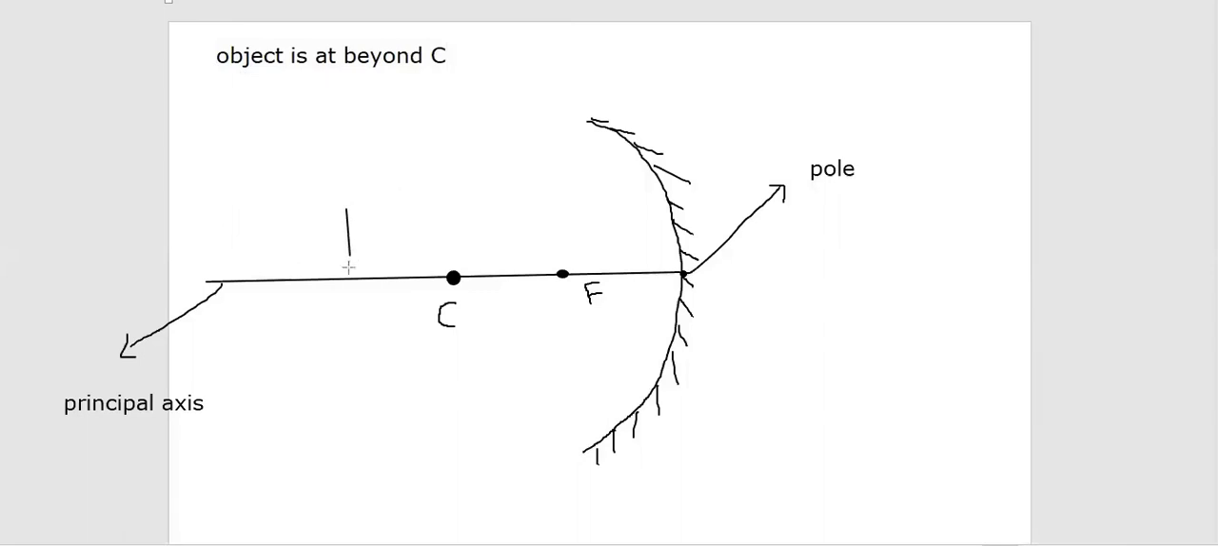I am drawing the object at this position. You can see here, this one is the object. O indicates the object. Suppose from the object a ray of light is coming which is parallel to the principal axis. After reflection it will pass through the focus, compulsory. This is the first rule that we know.